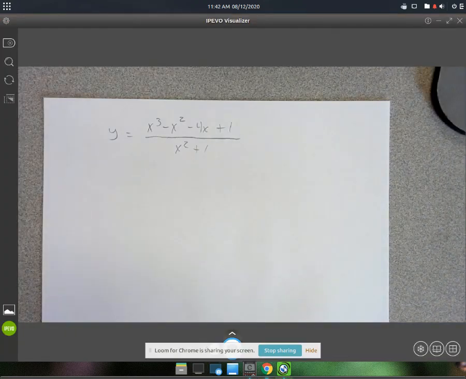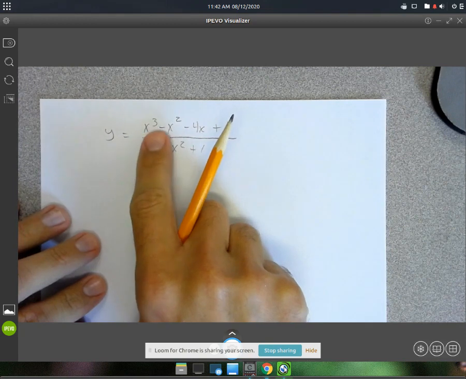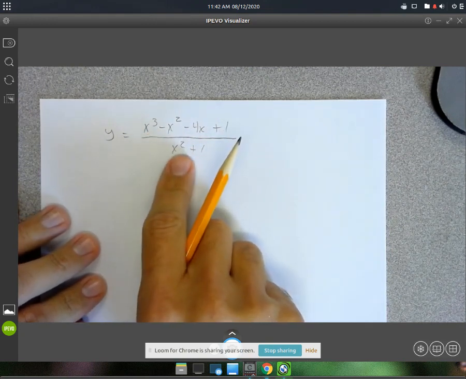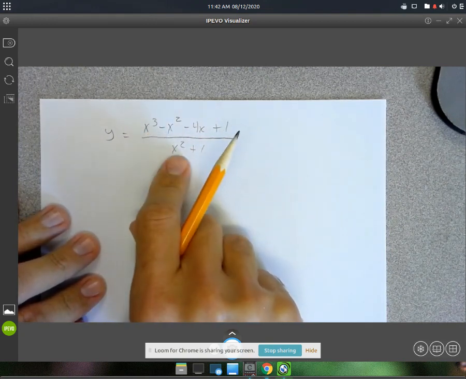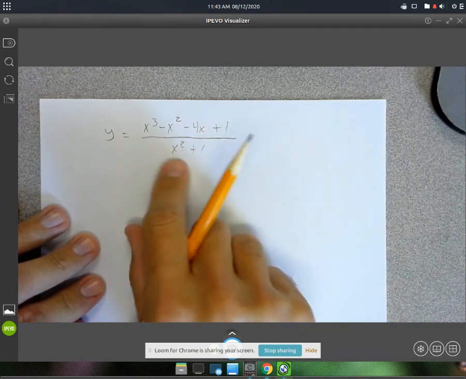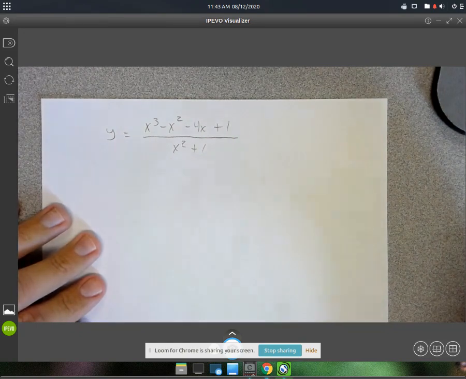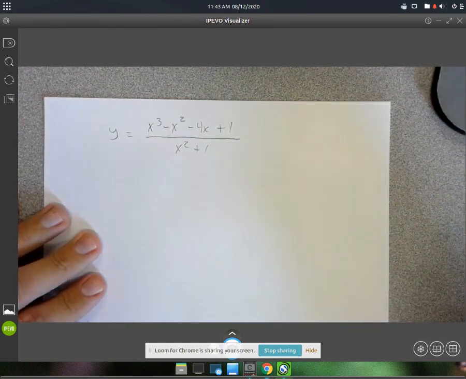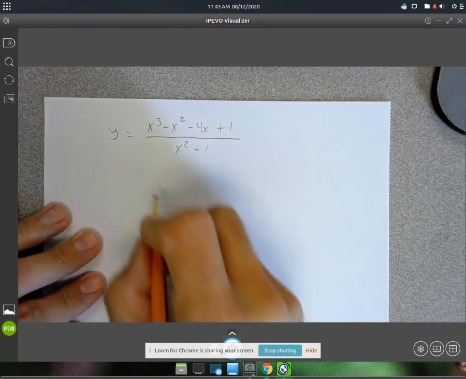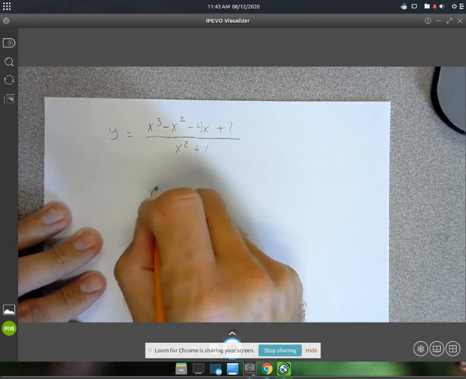All right, so we'll do one more example here. And of course, we notice this is a degree 3. This is a degree 2. And so they differ by just one. It's top heavy. And so this is going to result in an oblique asymptote, or a horizontal or a slant asymptote here. So we're going to divide these using polynomial long division this time.